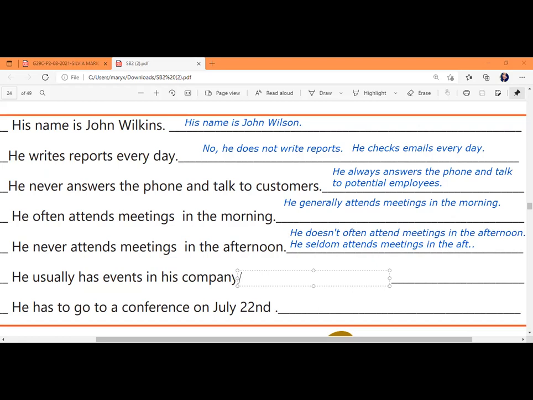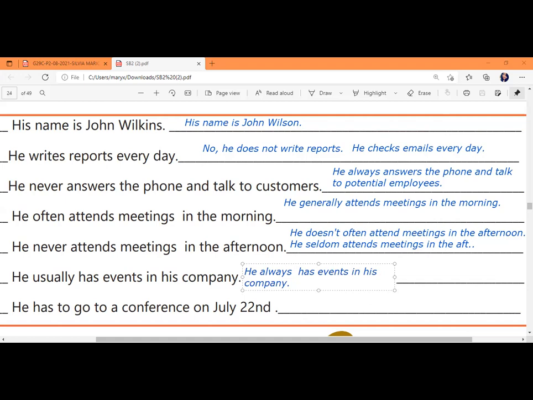Está cargando mi computador. Ahí está. Okay, he usually has events in his company. He usually has events in his company. What is the answer, Brenda? It is incorrect. He always has events in his company. In his company. Very well. He always has events in his company.